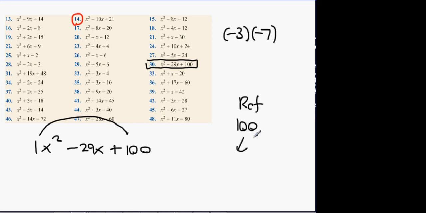Now, what happens next? Yes, Luca? Minus 25 and minus 4. Yeah, it's going to be 4 multiplied by 25, but because we don't want plus 29, we want minus 29, we're going to use minus 4 and minus 25. And we're going to get x minus 4, x minus 25. Happy enough with that?